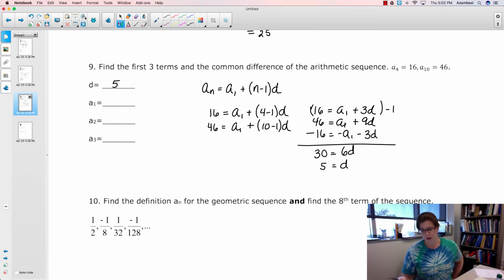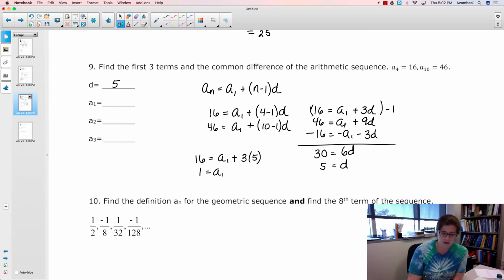Now I could go backwards from a4 and figure out what all of those other terms are, or I can solve for a1. So if I look at solving for a1, then you can use either of these equations. 16 is equal to a1 plus 3 times 5, so 15. Subtracting from both sides, you get 1 equal to a1. So a1 is 1, which gives me a2 equal to 6, a3 equal to 11. And if I were to add 5 again, I'd get 16, which is a4, and that's what I wanted.